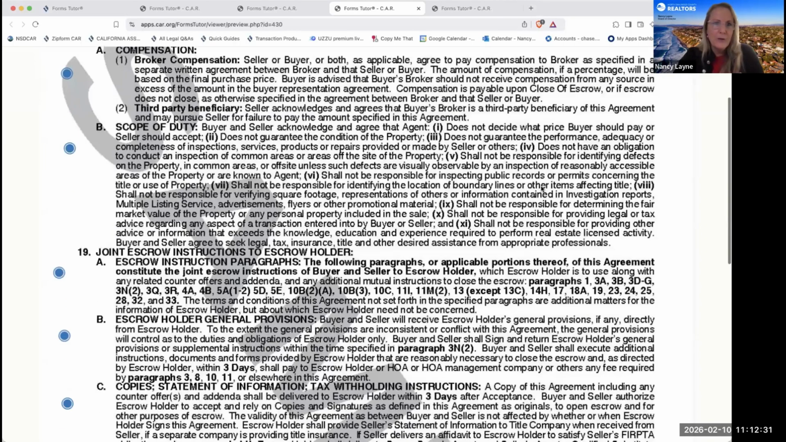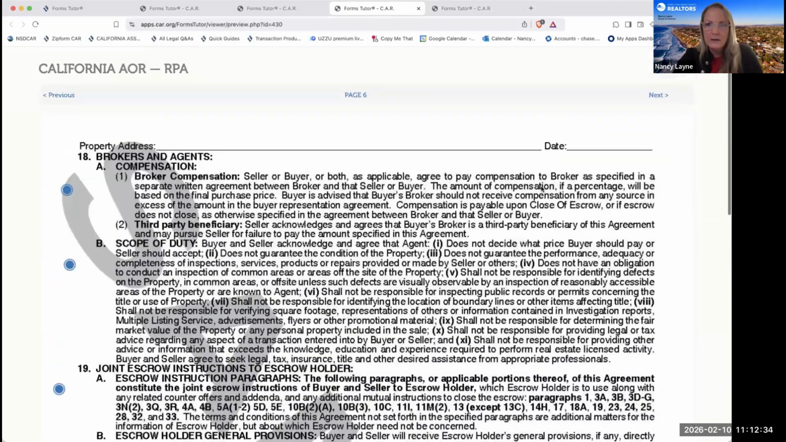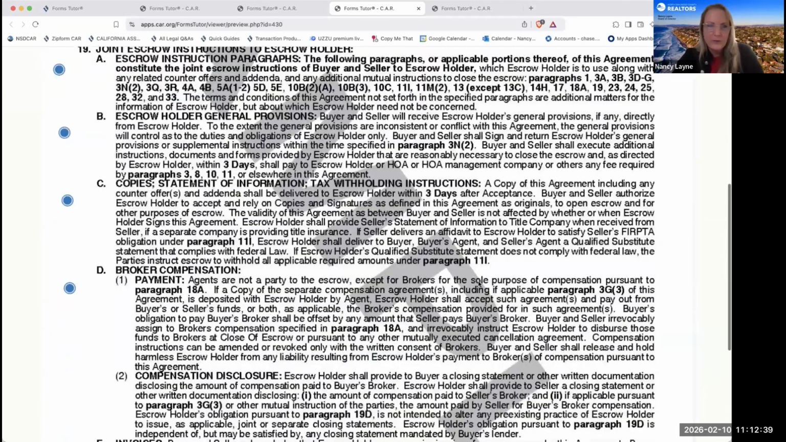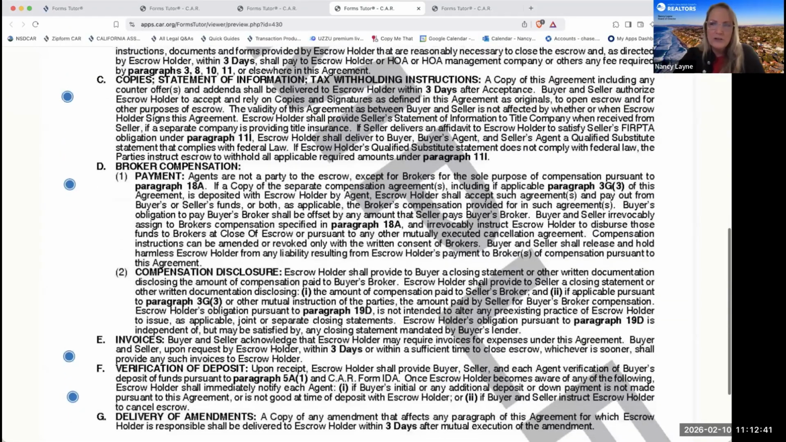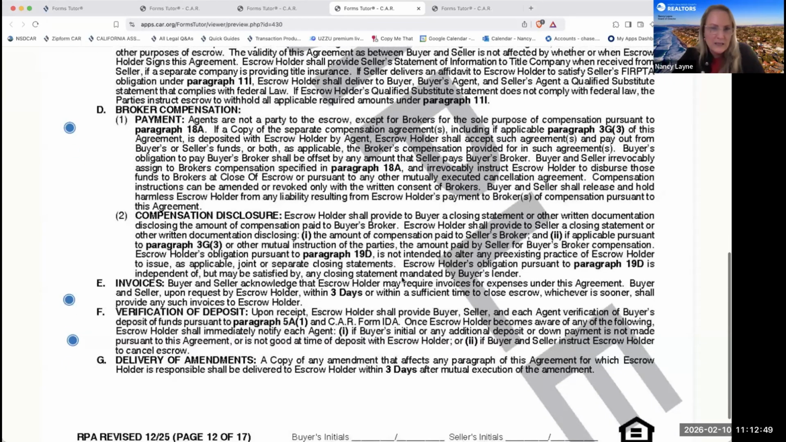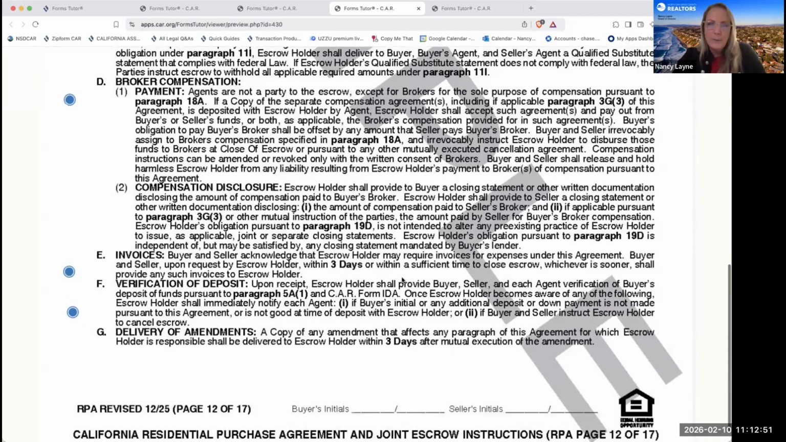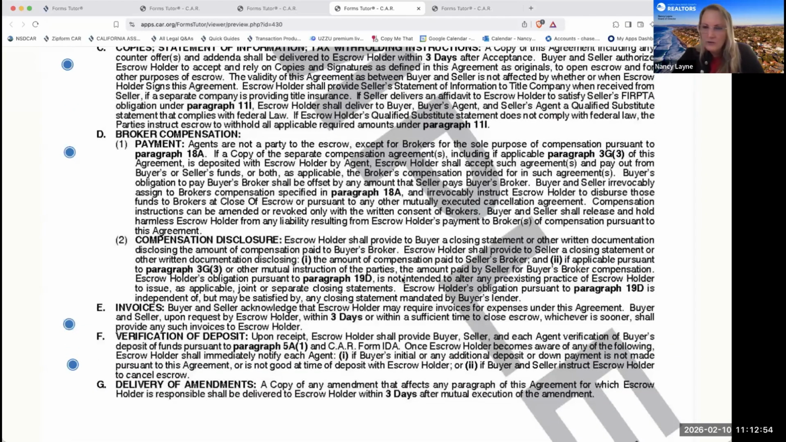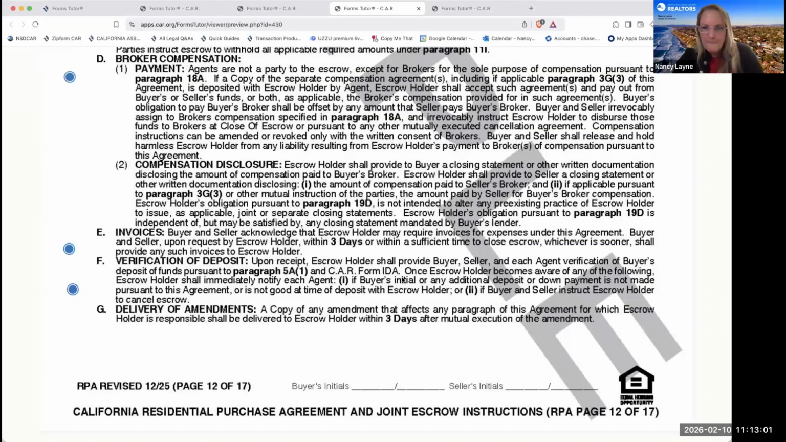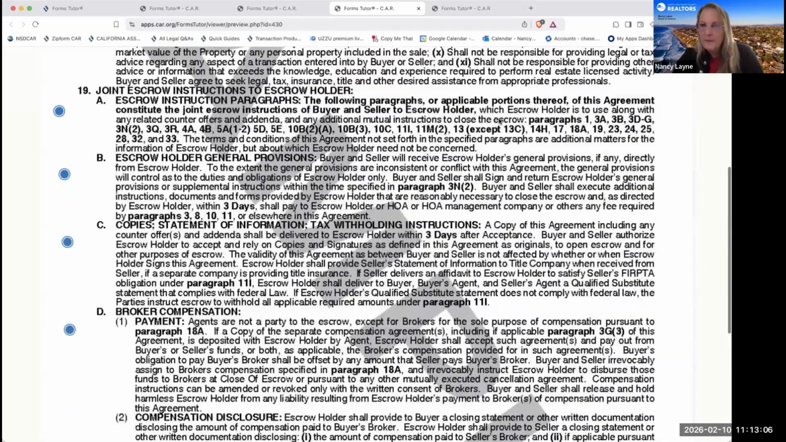We went through broker compensation already. Page 6, okay. Joint escrow instructions, escrow holder, we went through that. Copy statements of tax withholding instructions. So that's that form, the qualified substitute form that you get from escrow. That's what that is. It's specific to trying to keep the money in the country for the sale of a property, or taxes basically in the country. Verification of deposit, delivery of amendments, all of that stuff is timeline.